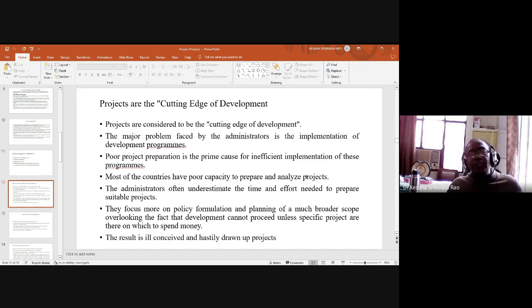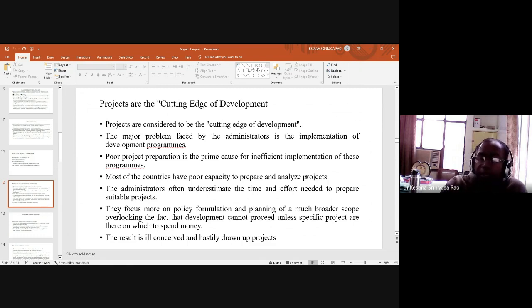Then projects are the cutting edge of development. Ultimately, if you want to achieve development, the project is a cutting edge. What are the problems faced by the administrators? The implementation of development programs. Poor project preparation is the prime cause for inefficient implementation of the programs. Most of the countries have poor capacity to prepare and analyze projects. The administrators often underestimate the time and effort needed to prepare suitable projects. These are all things we have discussed already. They focus more on policy formulation and planning of a much broader scope, overlooking the fact that development cannot proceed unless specific projects are there on which to spend money.